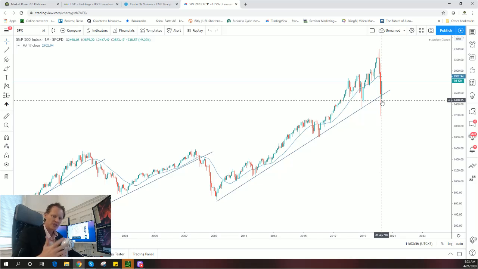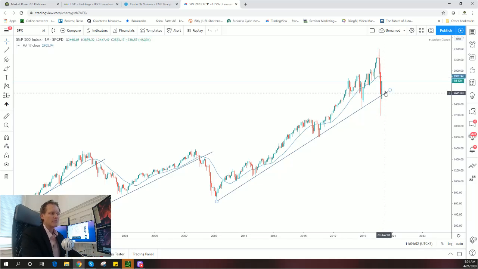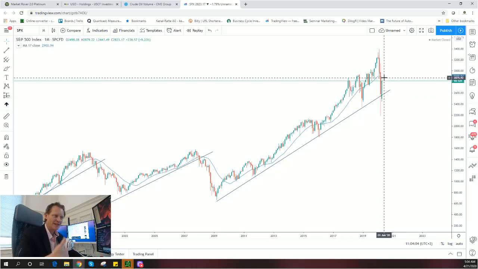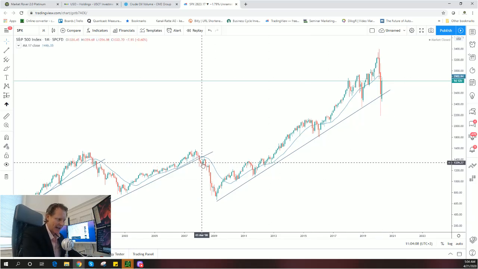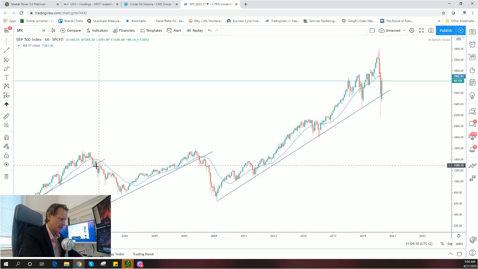Okay, so this is how we use the 17-month moving average. What's interesting so far, to quickly recap, is that we've broken below it, we've retested it, but we now need to see more weakness to really confirm all this, exactly as it happened here and here.